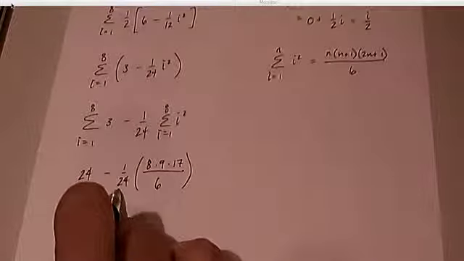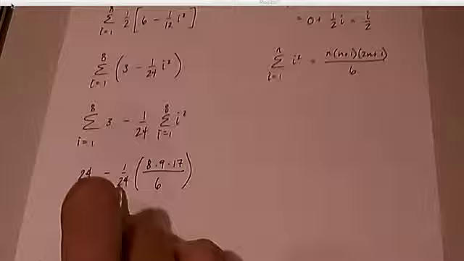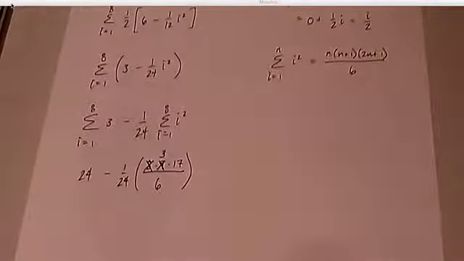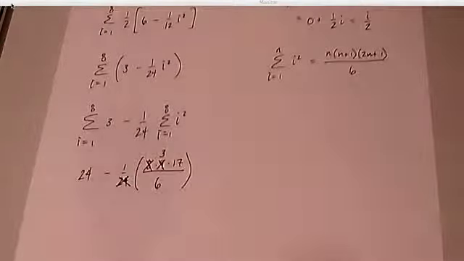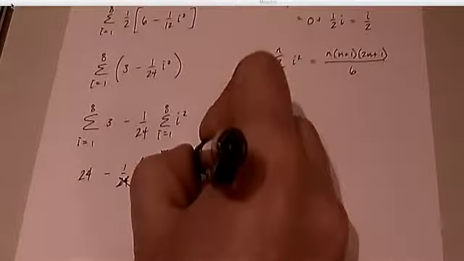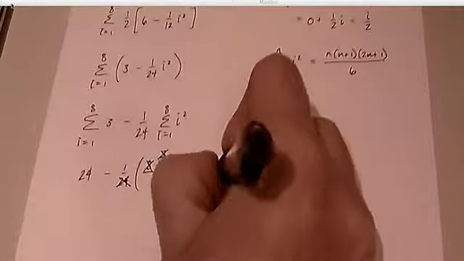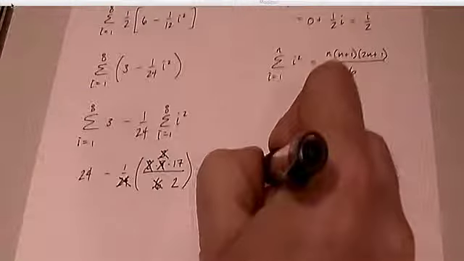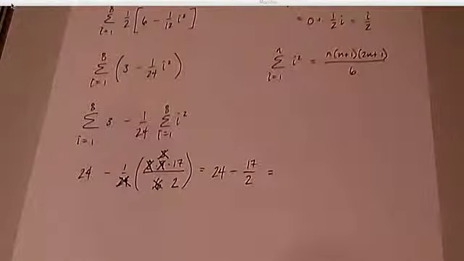Well, I know that 24 is 8 times 3. So there's the 8, and I can take 3 out of the 9, and that cancels with the 24. I know that this 3 will cancel with the 3 inside of there, leaving 17 halves. So now I have 24 minus 17 halves, and that is my new approximation.